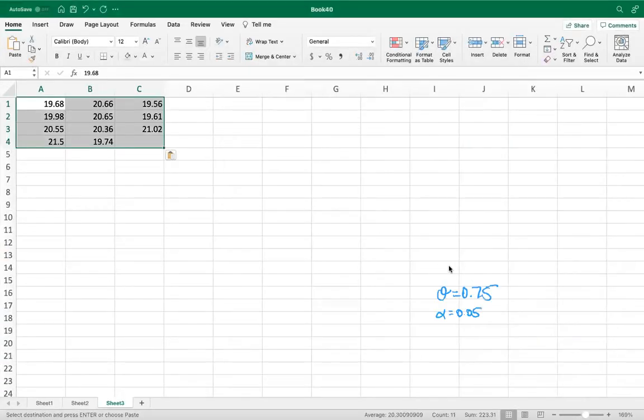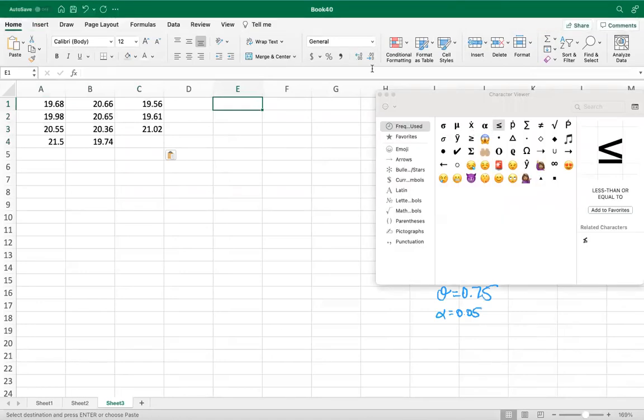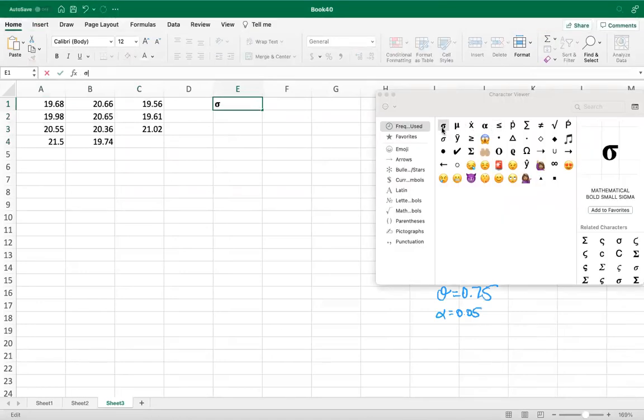All right, coming over here, let's toss everything into Excel. So again, the very first thing we're stating is that the standard deviation is 0.75. And let's take a look at the rest of it.